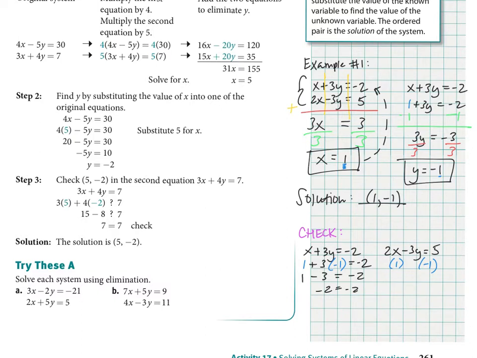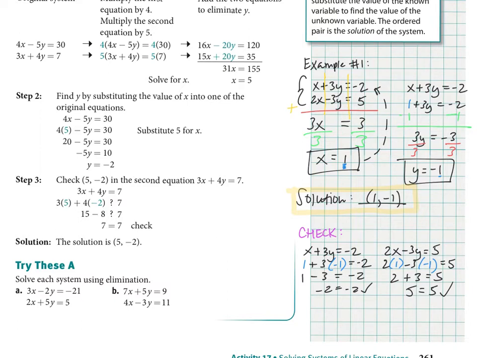Well, lo and behold, that does equal negative 2. And then our second equation, it's 2 times 1 minus 3 times a negative 1. So we end up getting 2 plus 3. Does that equal 5? Yeah, 5 equals 5. So that's looking good so far. So both of them check out, so we know that's going to be our solution. So there you go. We found our solution of 1, negative 1 for that system through elimination.